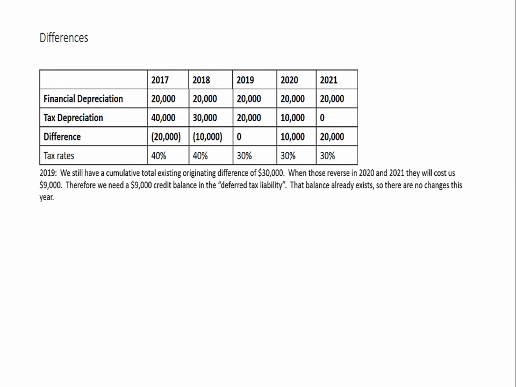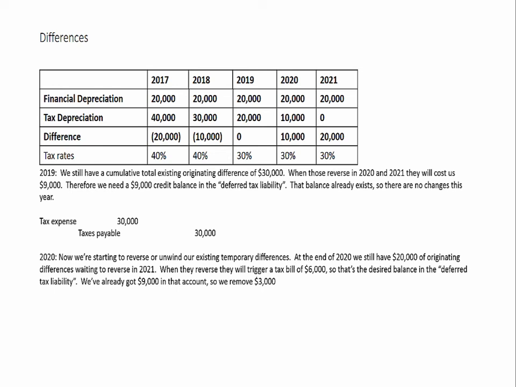Okay, 2019. We still have a cumulative total existing originating difference of $30,000. When those reverse in 20 and 21, they're going to cost us $9,000. Therefore, we need a $9,000 credit balance in the deferred tax liability. That balance already exists, so there are no changes this year in the deferred tax liability. We still have to record this year's taxes payable and this year's tax expense.